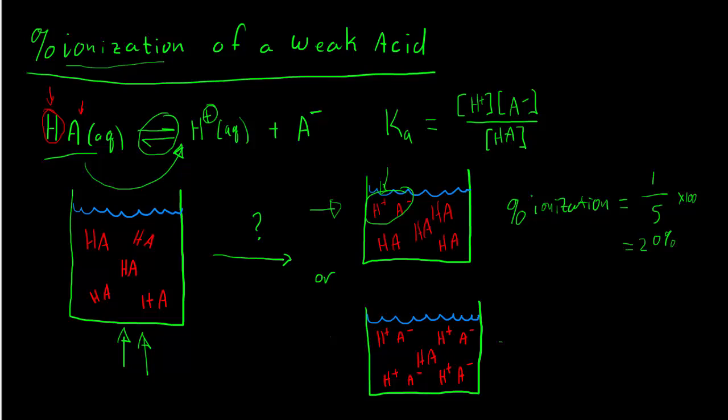In the bottom beaker, what would the percent ionization be? I'm going to just abbreviate that here. Well, it looks like we have 4 protons: 1, 2, 3, 4. So that would be 4 molecules have dissociated out of how many that we started with? 5. So 4/5 of them have dissociated. And we convert that into a percentage, and that's going to be 80%. So we have 80% ionization in this second beaker.